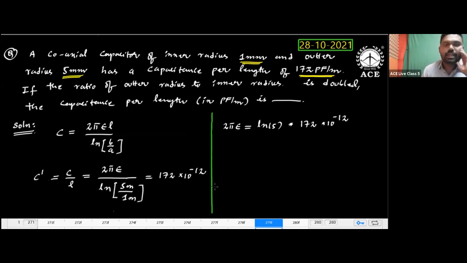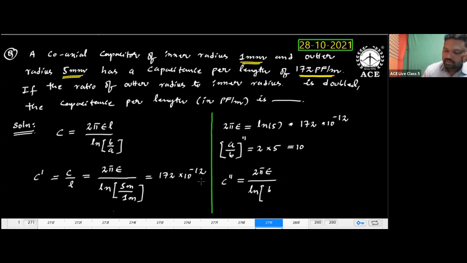Now we want a C double dash. If the outer radius to the inner radius is doubled, keep this one aside. If the outer radius to the inner radius is doubled, means what? B by A ratio is equal to 2 into 5. Outer radius to the inner radius ratio is 5. It is 2 into 5, which is 10. Clear?